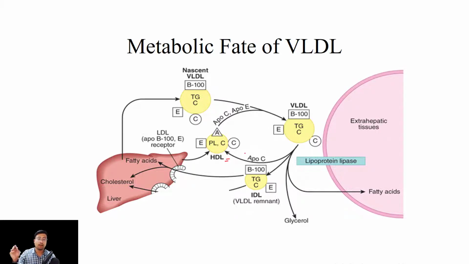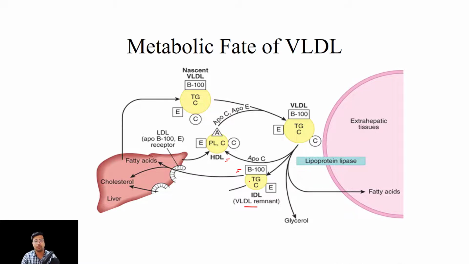Next, this is converted to another form of lipoprotein, which, having lost the ApoC, is now left with B100 and ApoE. This is known as IDL, or intermediate density lipoprotein, or VLDL remnant. It is the same thing. The structure is very similar, but what has changed from VLDL to IDL? Number one, ApoC is gone, and number two, the amount of triglyceride decreases and the proportion of cholesterol increases, but the size becomes small, hence the density increases.